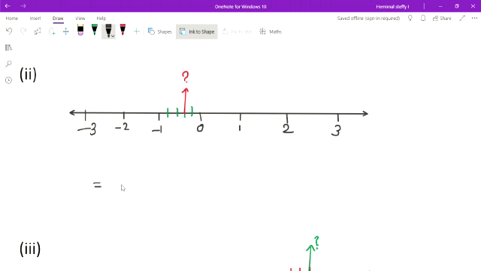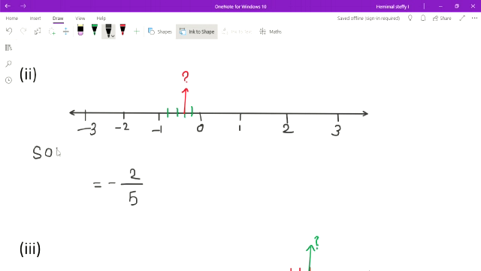First I am going to write the denominator. What is the total number of parts here? 1, 2, 3, 4, 5. So you write 5 here. Then which part are they asking? The second one. You write it in the numerator place. And since this is the negative side, put the negative sign here. Is it clear? This is the answer for this second one.